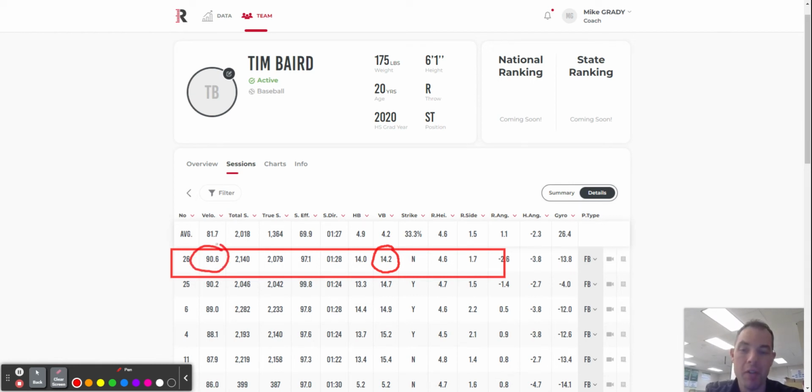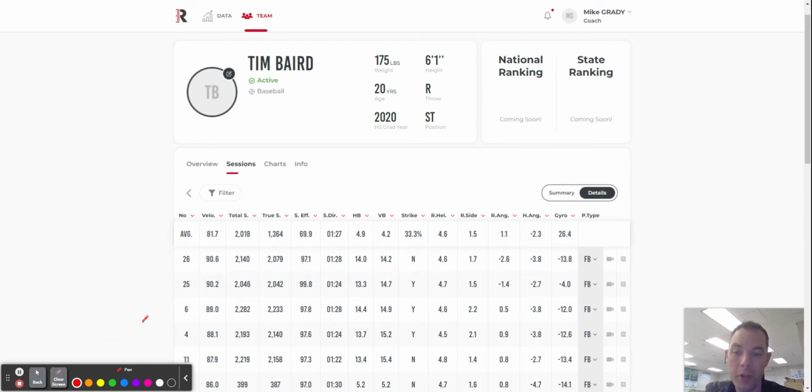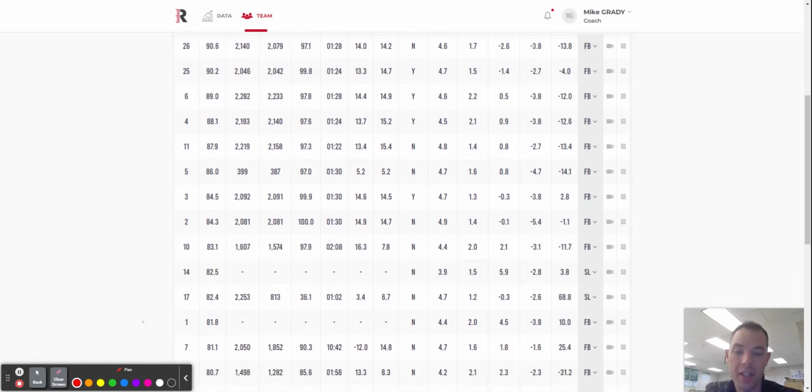Also, the spin efficiency of a fastball should be high. The best is 100%. And so what spin efficiency is showing us is the backspin that the ball is spinning at. So we want to see backspin. Not all pitchers throw with backspin, but our goal is that we can see backspin, so we want to see a high spin efficiency.